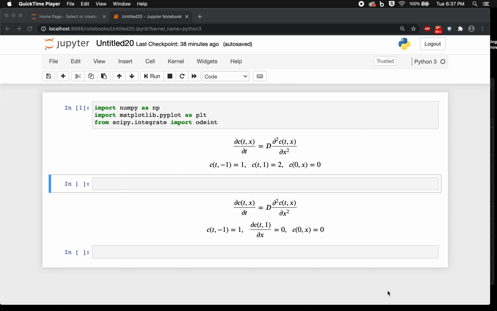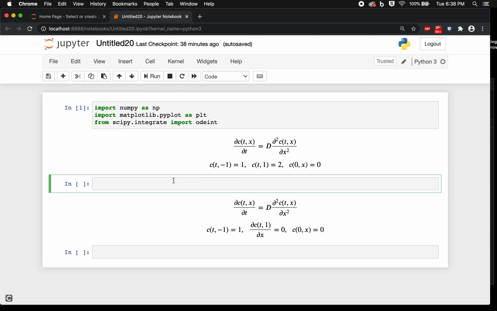So let's start out with our first boundary value problem where we have dc/dt is equal to some diffusion coefficient times d squared c/dx squared. And we're going to have two boundary conditions. The left boundary at x equals -1, we're going to fix the solution at 1. And the right boundary condition at x equals 1, we're going to set the solution equal to 2. And then our initial condition is that when time is equal to 0, c is equal to 0 everywhere in the interior except at the boundaries where it's 1 and 2.